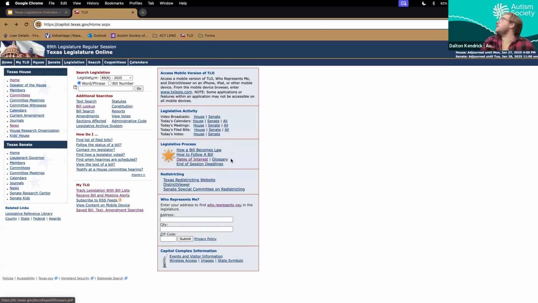Things like that. They have a glossary, which is really, really nice because sometimes they'll use big words in these things that no one understands. So it's really helpful to go through and kind of be able to see some of these things.